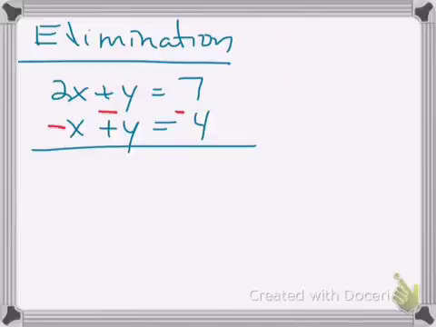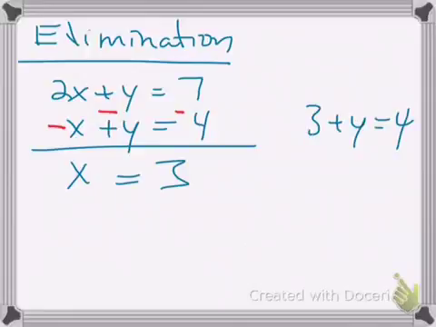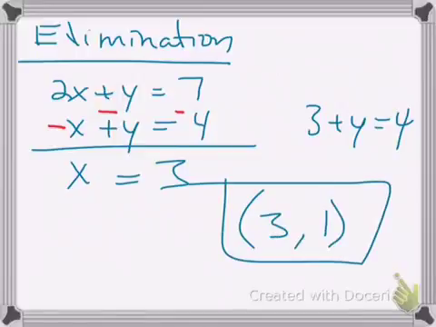All right? Y'all stay with me. I know we just worked this one, but we're using a different method here. Now if you add these two equations together, what do you get? X equals 3. And then we substitute, plug that back into one of our original equations. 3 plus y equals 4. Y equals 1. So again, we get the solution of 3, 1 by using elimination.